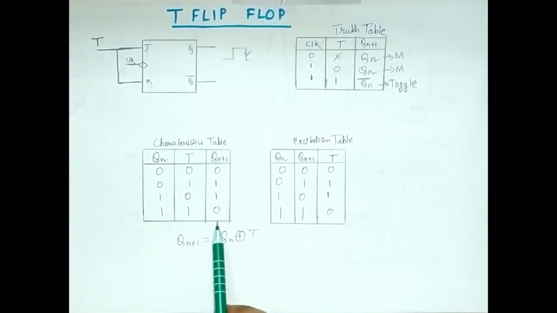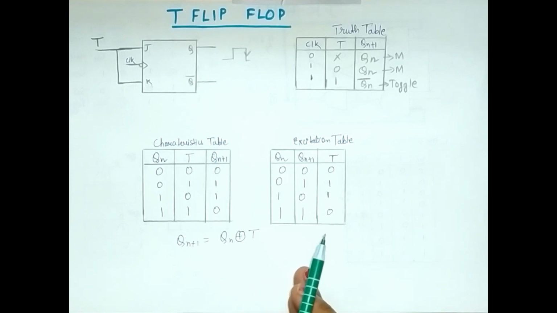So this is all about the T flip-flop, and we have discussed all four types of flip-flop. In the next class we will derive how to change one flip-flop to another flip-flop. For that you should remember all the characteristics tables, excitation tables and truth tables of all the flip-flops. Before the next lecture, you should know properly about all the types of flip-flops.